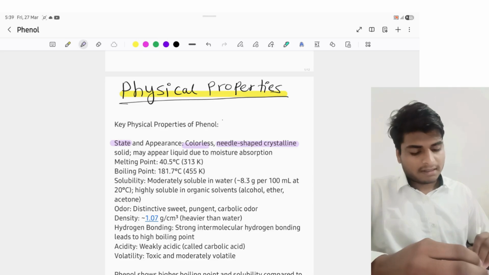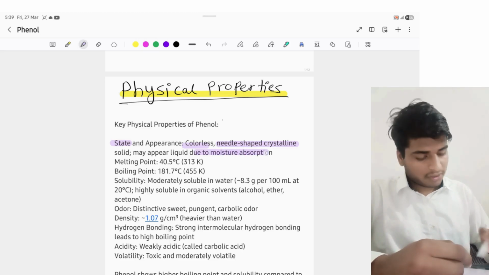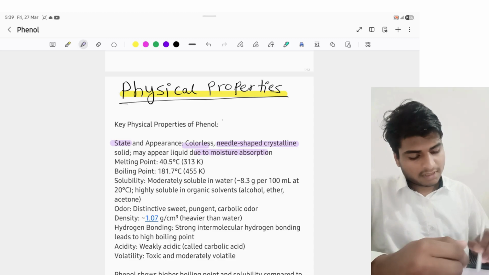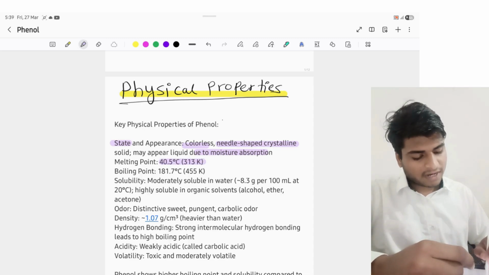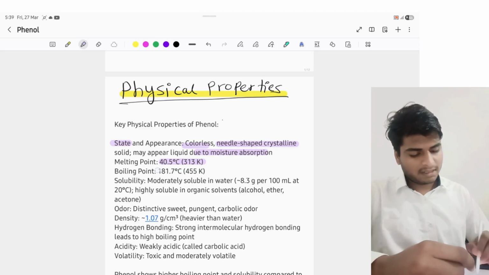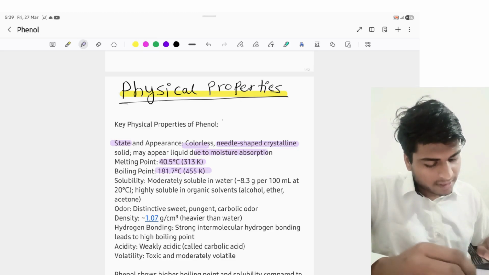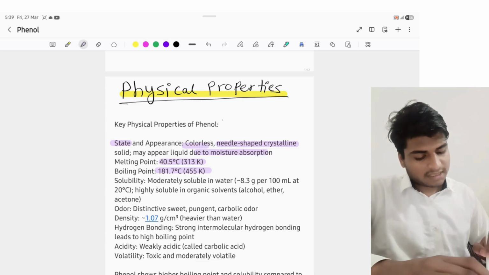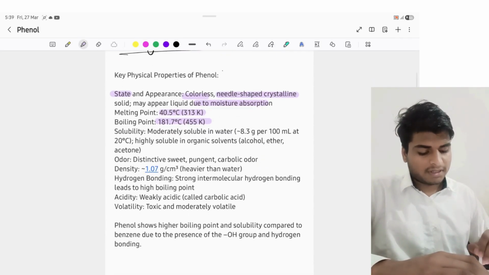Let's come to the physical properties. State and appearance: colorless and needle-shaped crystalline, and sometimes it appears liquid due to moisture absorption. Melting point is 40.5 degrees Celsius or 313 Kelvin. Boiling point is 181.7 degrees Celsius or 455 Kelvin.